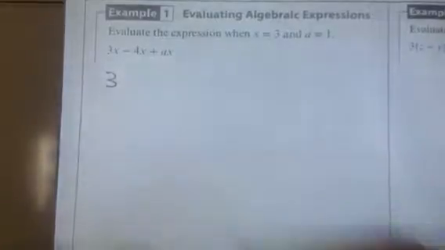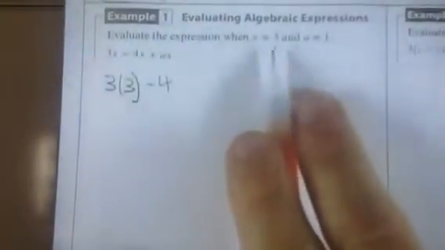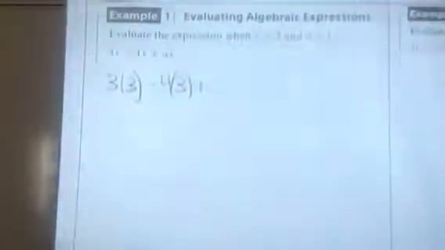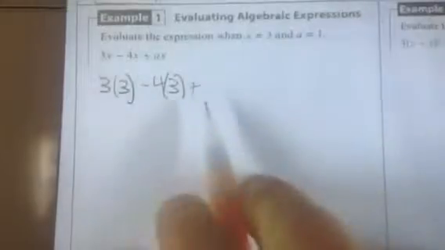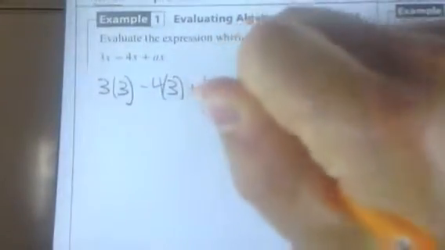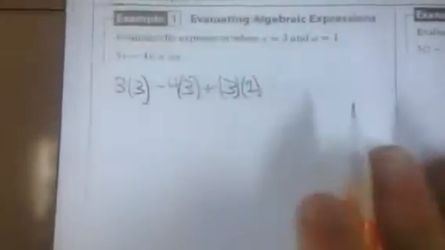So here's what I'm going to do. I'm going to say 3, and then this is written right next to this x, which means multiplication. So I'm going to open a parentheses to show multiplication. Then minus 4x. Again, this x we see is 3. So all I'm doing is plugging in or substituting the values that it gives me. Plugging in and substituting mean the same thing. Okay? Plus ax, those are written right next to each other, so that means let's multiply them. 3 times 1.